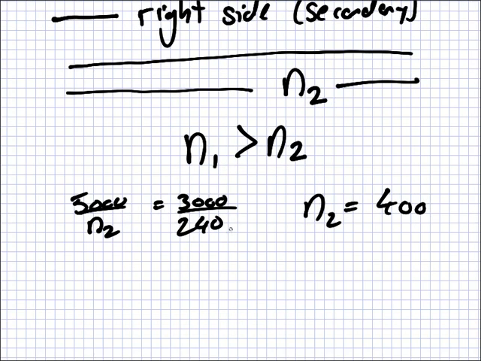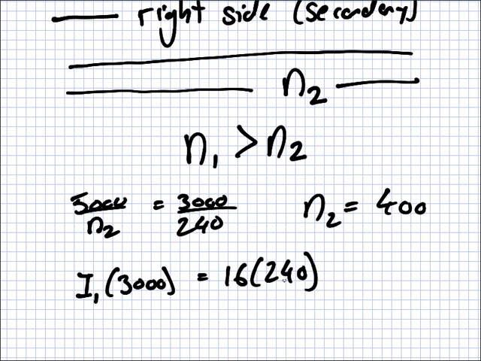400. And then for the next one, they want the current in the first one, yeah? So you could say I1 times 3,000 should equal I2 times 240, because I'm saying power 1 equals power 2. Power in equals power out, because they said it's 100% efficient.